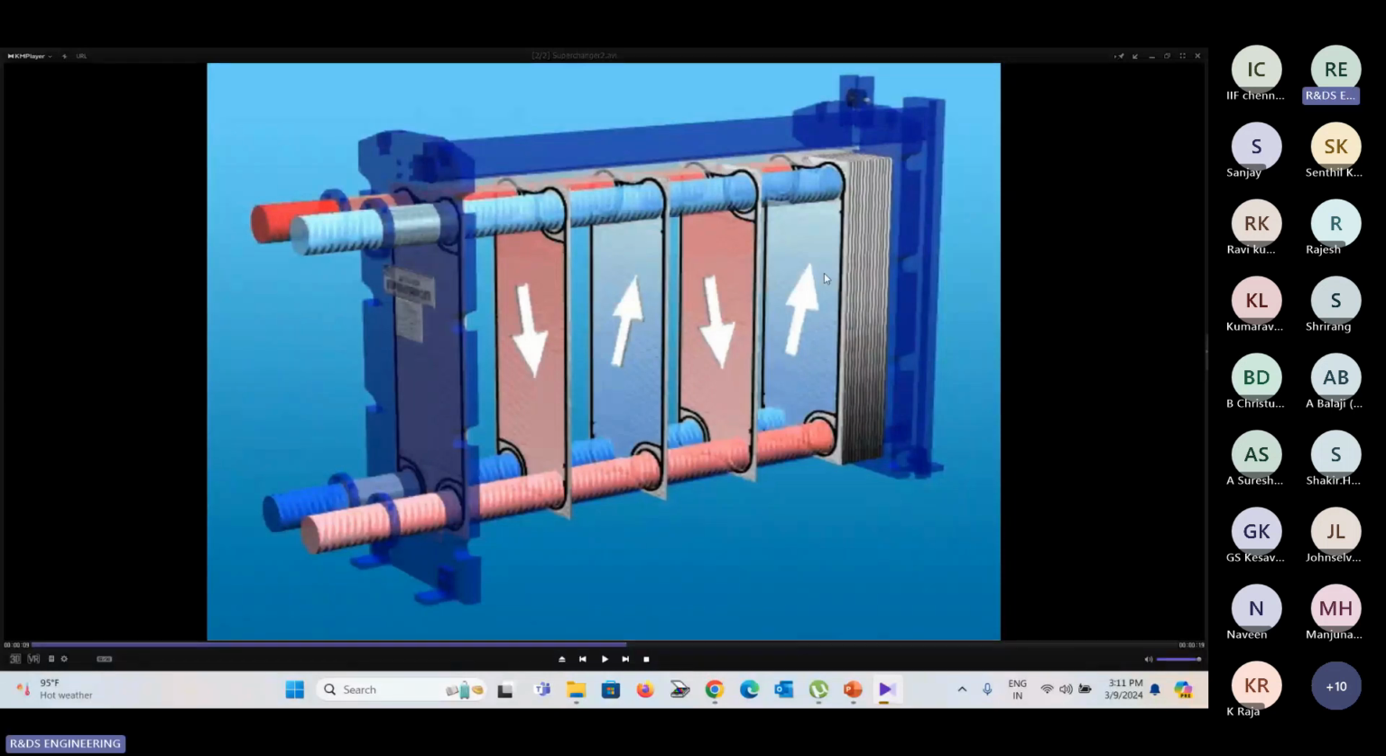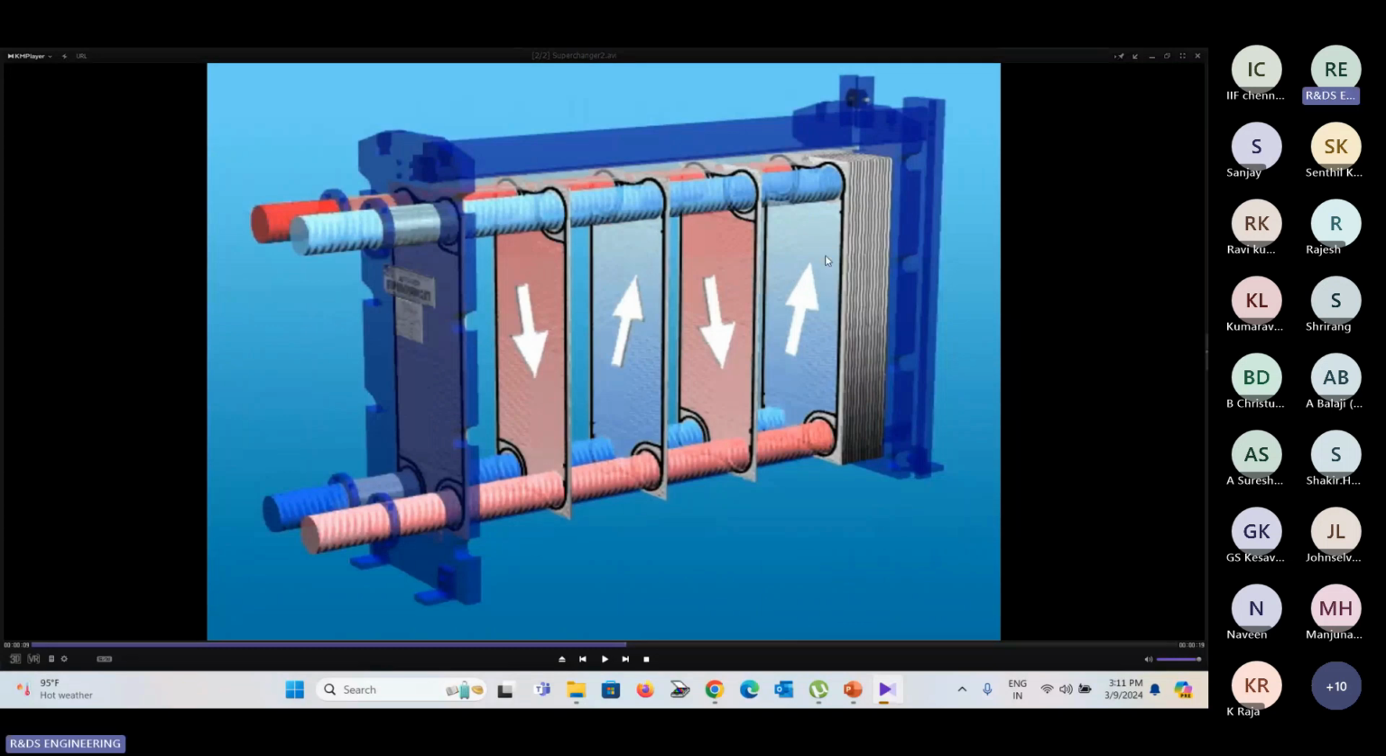size. Generally, we select the nozzle size based on the flow rate. Once the flow rate is selected, and based on the heat duty, like the thermal duty, the temperature difference, 5 degree, 10 degree, based on that, we select the models which are available with us.